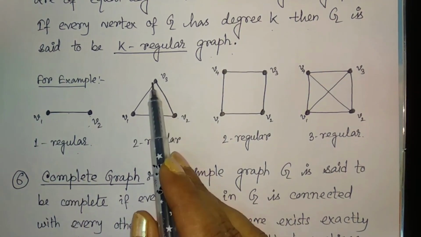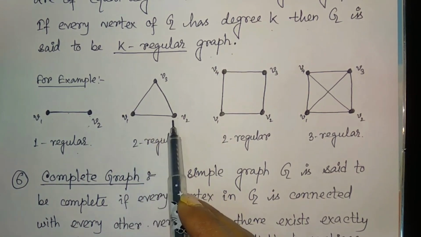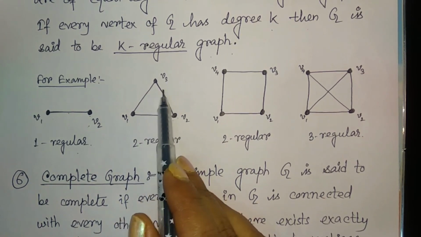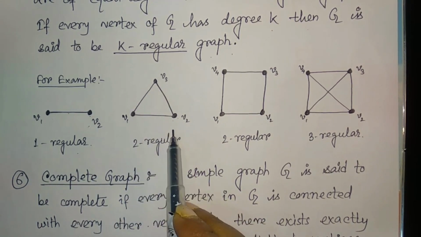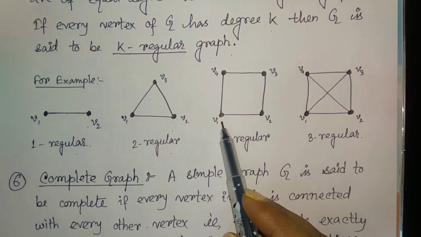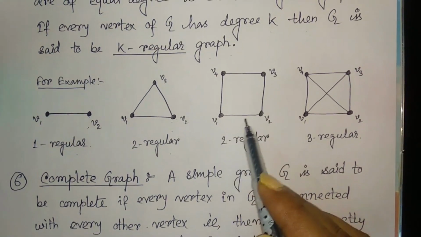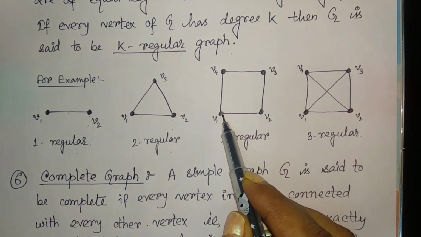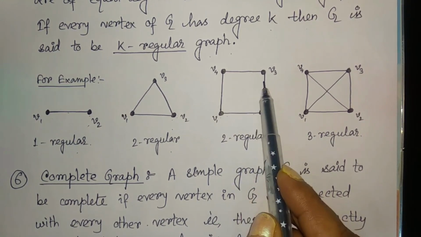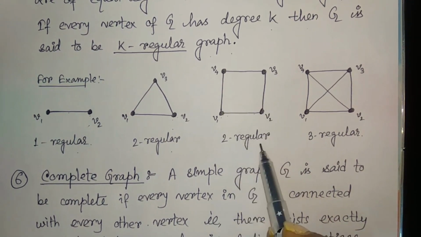Now if we have 3 vertices, then they can be connected accordingly. Here V1 has degree 2, V2 has degree 2, V3 also has degree 2 and this one is a simple graph. So this one is said to be a 2-regular graph. Now if we consider 4 vertices and join them accordingly, then again we find V1 has degree 2, V2 degree 2, V3 degree 2 and V4 degree 2. So this one is also a 2-regular graph.